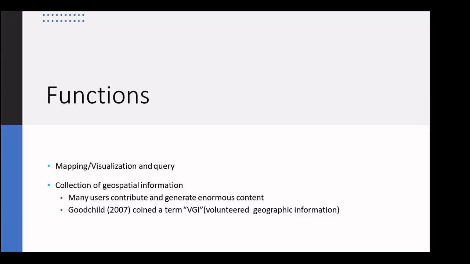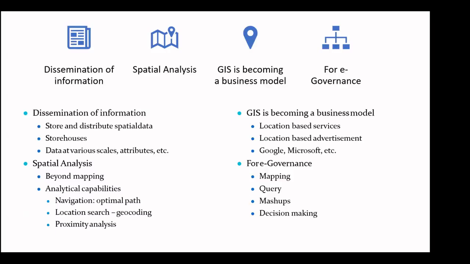The other functions of WebGIS is dissemination of information. We store the information, and then we have to distribute that spatial data at various scales, and various attribute information related to that particular spatial feature. We also do a lot of spatial analysis on the desktop. And right now, many of these geoprocessing options are available on the web, though it is a little slow. If we move to CloudGIS, it is much faster. But still in WebGIS, we have these options of navigation, optimum path, location search, proximity, buffering, nearby. All these options are available.